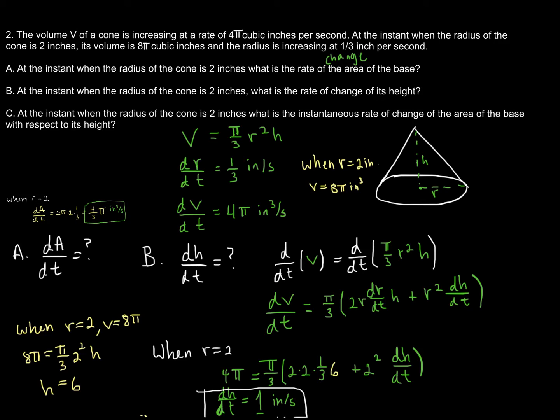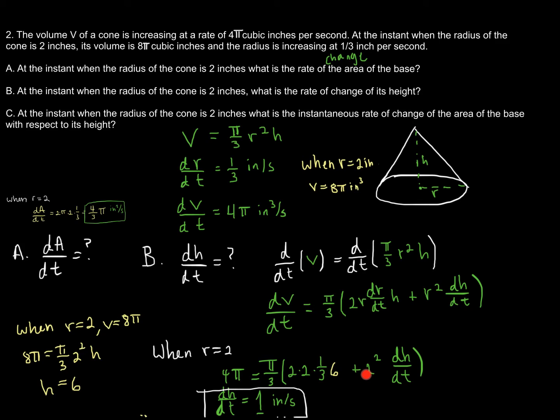And the reason that you can go find it is they give you a little bit of information. The radius is 2, then the volume is 8 pi. And since you have that equation with V, r, and h, you can input values for V and r and solve for h. So you have the equation 8 pi equals pi over 3, 2 squared h, and solving for h, you get h is equal to 6. So at this particular instant, the height is equal to 6.